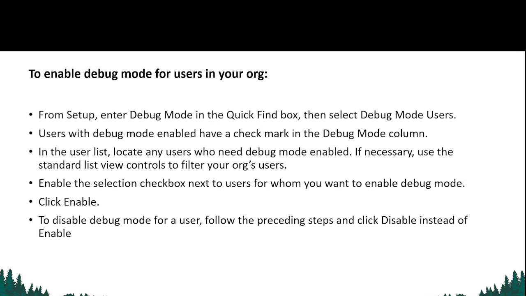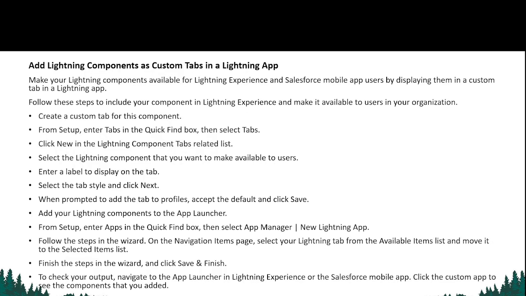Then in the users list, we can locate any user who needs debug mode enabled. If necessary, there are different standard list view controls that let you apply a filter on the org users. You can select the checkbox next to the users for whom you want to enable debug mode, and then click Enable. In a similar way, you can easily disable debug mode for a user by following the simple steps of Disable.